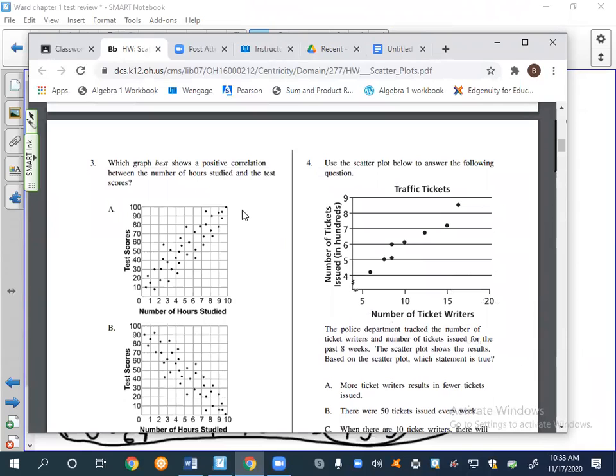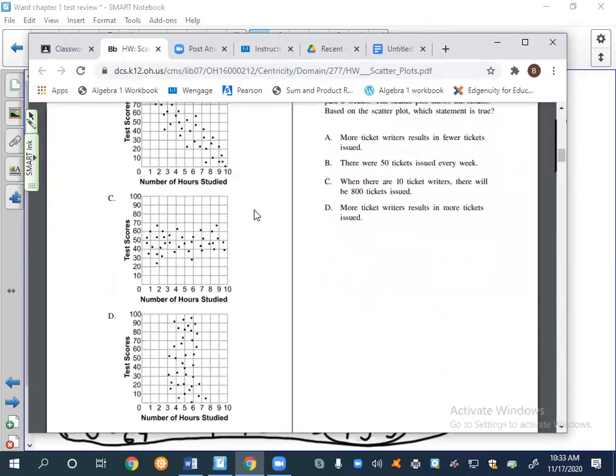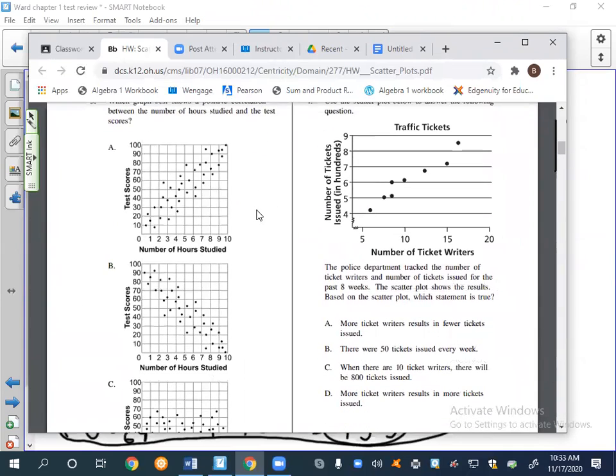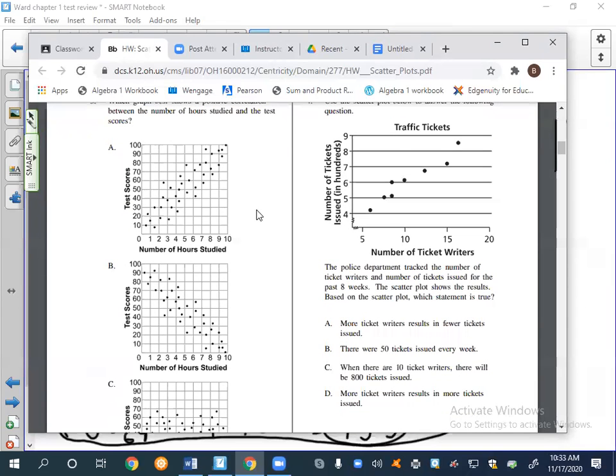Number 3 says, which graph best shows positive correlation between the number of hours studied and test scores? Definitely A, because the lines would go up. Could we draw a line between those dots that fits the best if we wanted to? Yep, we could. Okay, but we don't have to right now. We're just looking at positive and negative correlation.